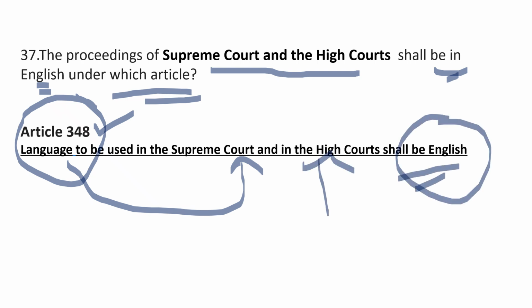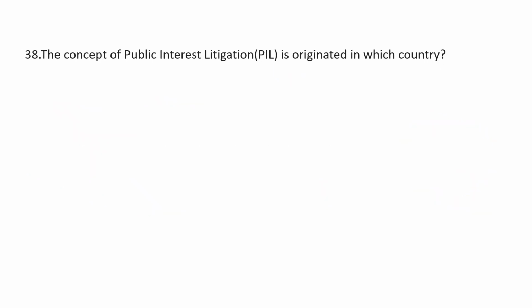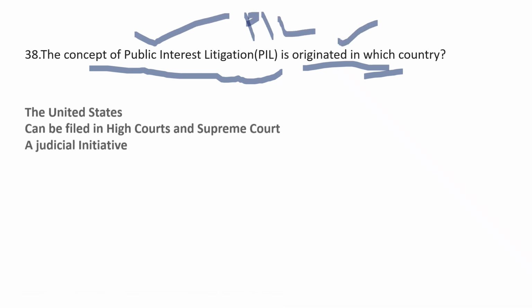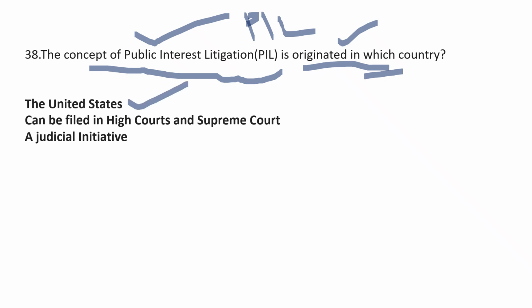Next question. The concept of public interest litigation originated in which country? Public interest litigation means PIL. The PIL concept originated in the United States, and a PIL can be filed in High Courts and the Supreme Court. And also please remember, a PIL is a judicial initiative.